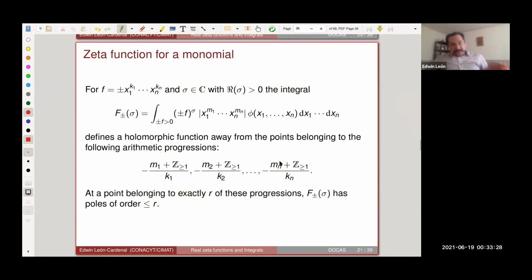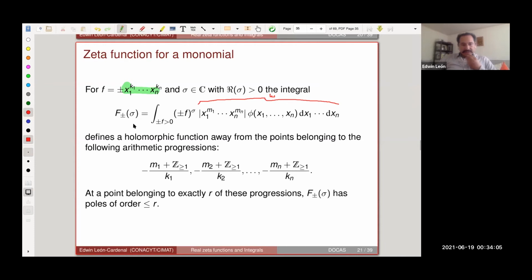Okay. So what is the zeta function of a monomial? I'm going to consider exactly the same things that were before, this monomial here, and this is the thing that I was calling omega. Okay, this was my form omega.